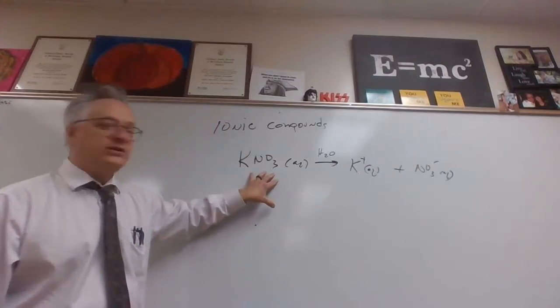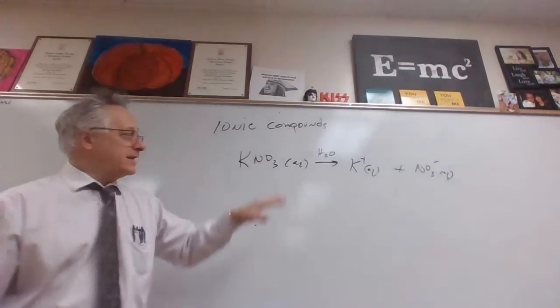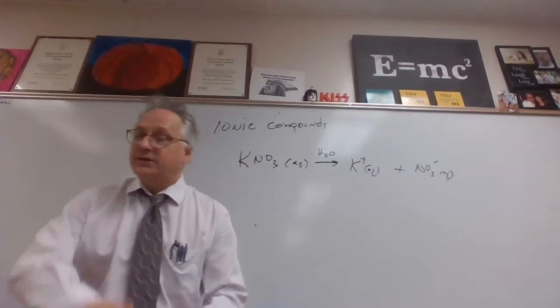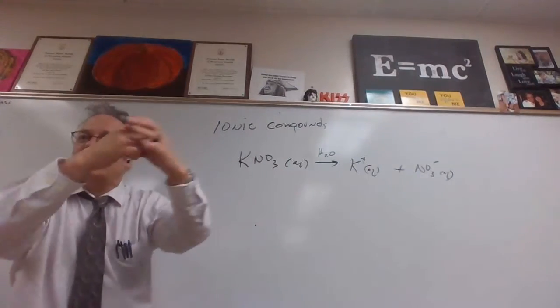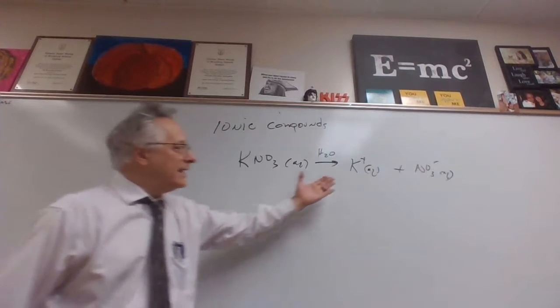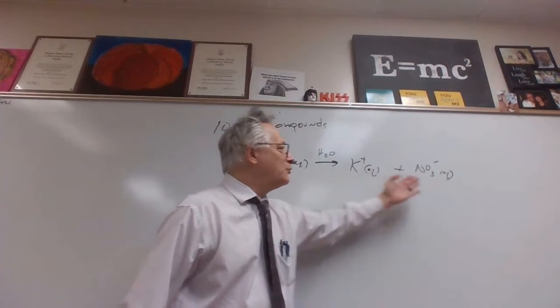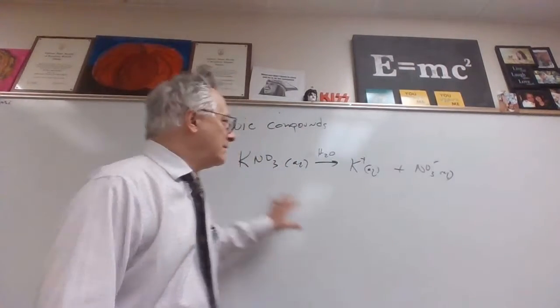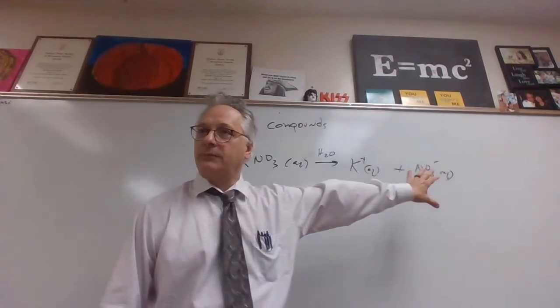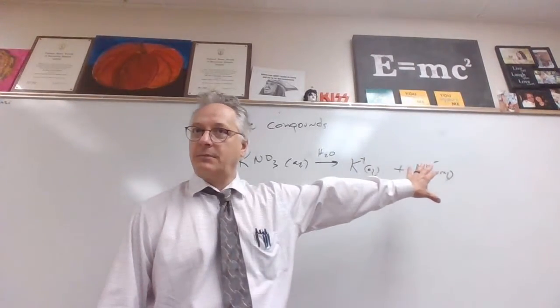If this just sits in the jar, you just have potassium nitrate as a solid. But as soon as we mix it up, there is no more potassium nitrate as a solid in there. It is potassium ions and a soup also containing nitrate ions. So this is an ionic equation. It just shows you what separates.